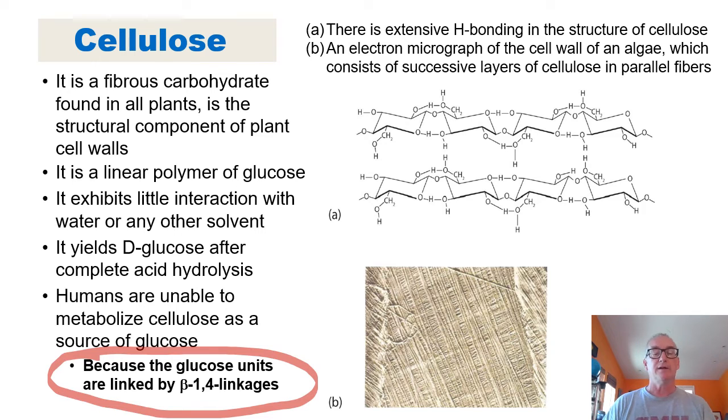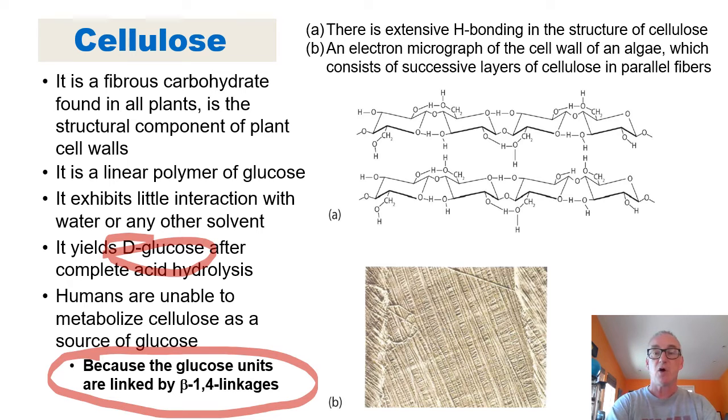Termites can. Termites have enzymes that can break down long chain beta-1,4 linkages. And so to a termite, a piece of wood is just like a Snickers bar. It's like yum, yum, yum. All sorts of sugar there. And so it just yields glucose. Same glucose we've been talking about.